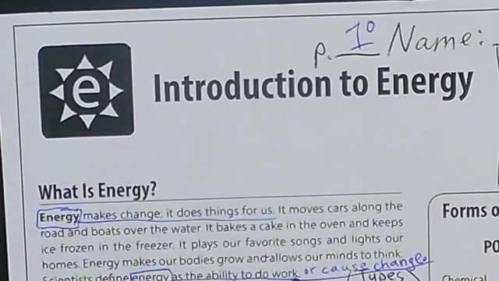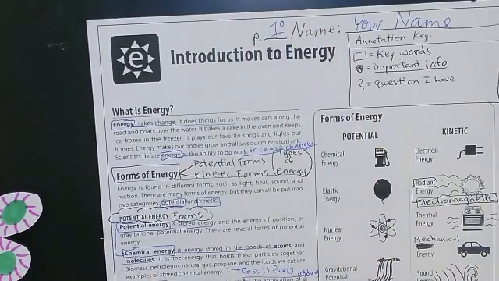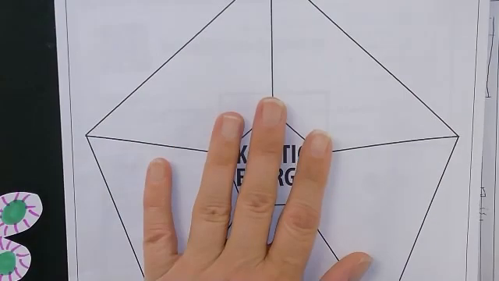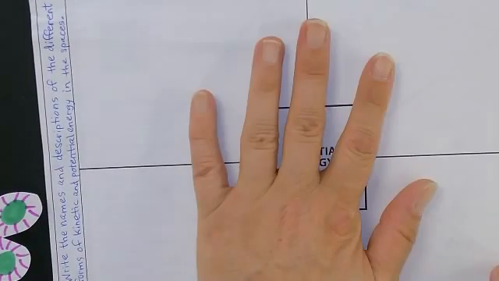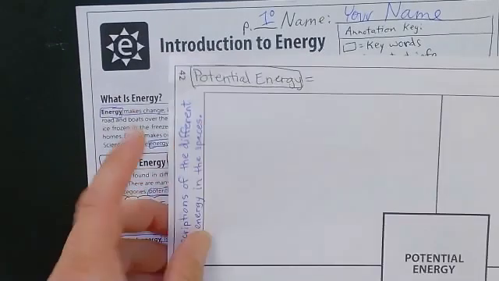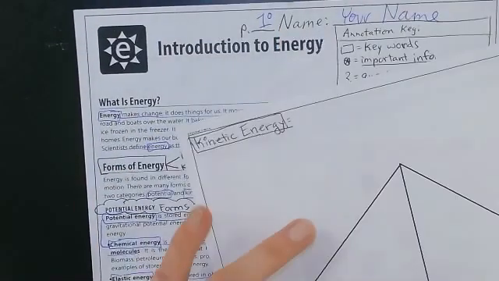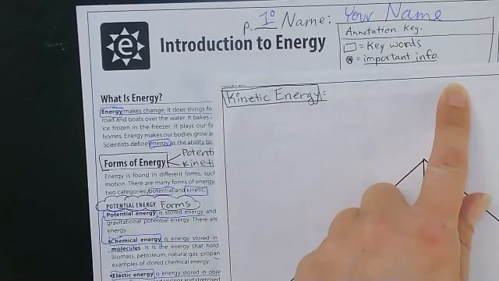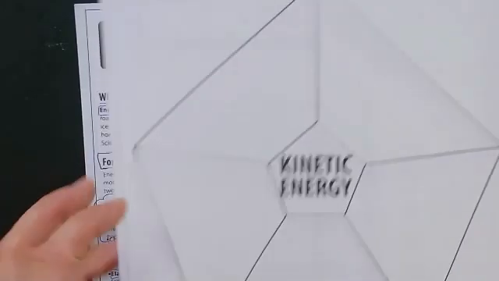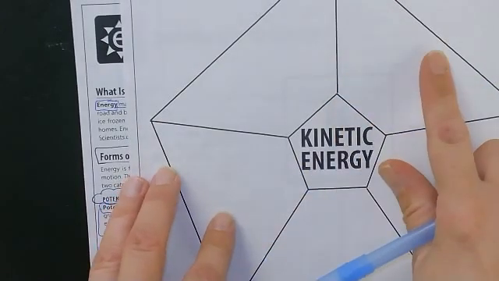All right, so what you're going to do is take the information that you read about in this text and fill in the graphic organizer that we glued into our evidence notebook. For example, notice that one side of the graphic organizer is for kinetic energy forms. The other side is for potential energy forms. Up here where it says potential energy, you're going to write the definition. And up here where it says kinetic energy, you're going to write the definition.